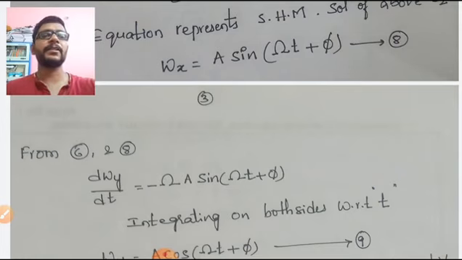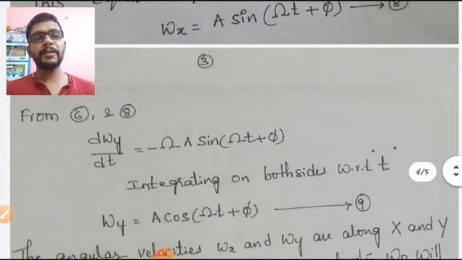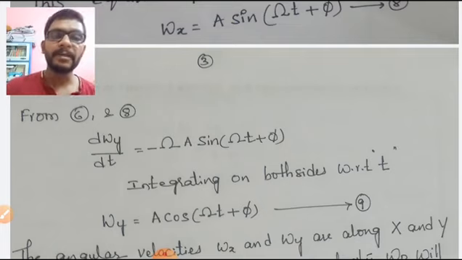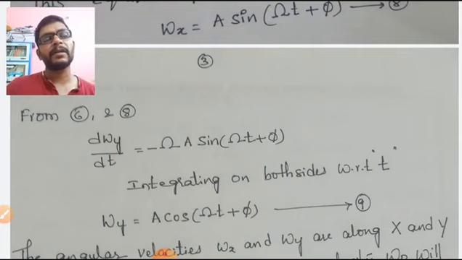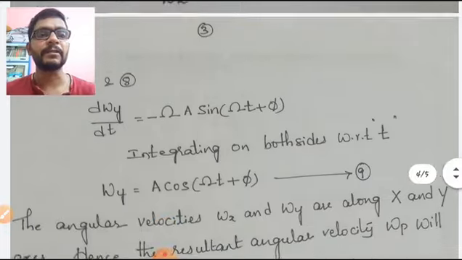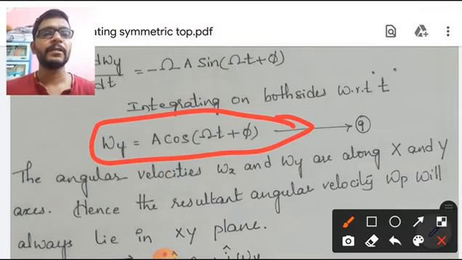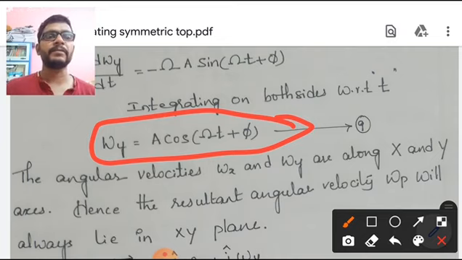Integrating on both sides with respect to t, the d by dt will disappear and we'll get finally the integration of a sine omega t plus pi, which can be written as minus cos omega t plus pi by omega, where omega cancels, minus cancels, finally we'll get this one. Here is the equation, this is omega y value. Already we have the omega x value, right?